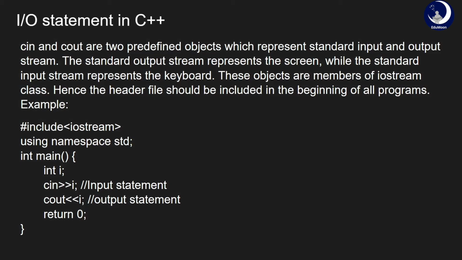int main is the main function, and in that we have a variable i declared. Now using cin, I will take the input from the user, and using cout, I will display the output to the screen.